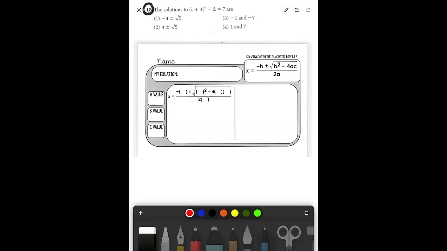I'm going to do the problem from page 15 from the quadratic formula packet. And I want you guys to understand, you have to understand where you are when you're taking the exam. And what I mean by that is, what section are you in? Are you in the multiple choice section? Are you in the show your work section? It makes a big difference.